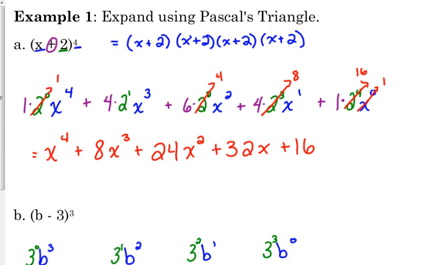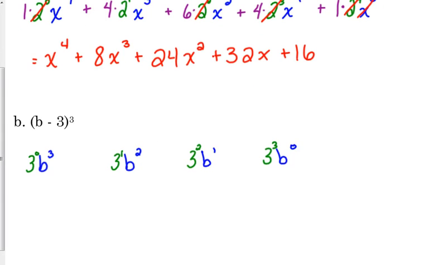Let's see here. 1, 3, 3, 1 are our coefficients from Pascal's triangle. And the pattern, when there's a negative right here, your very first term is going to be positive, then it's going to be negative, then positive, then negative. It's going to alternate. The first positive doesn't really show up because it's just the first number there.